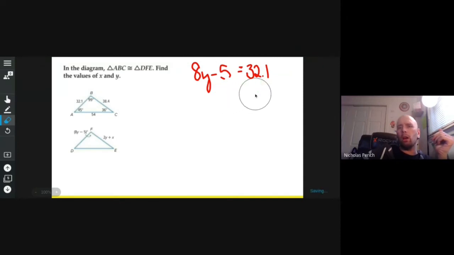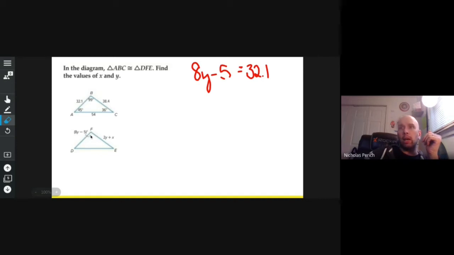You see what I did? I'm going to show you what I did. I did something dumb. Look at what I did. I solved this 8y minus 5 and thought DF was 8y minus 5.